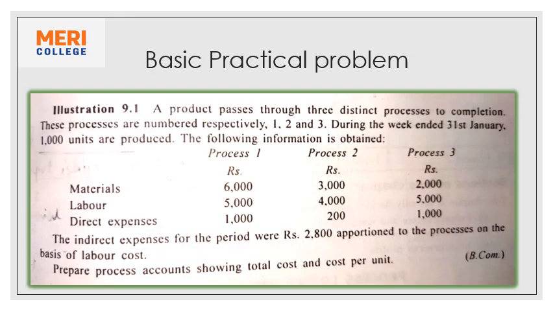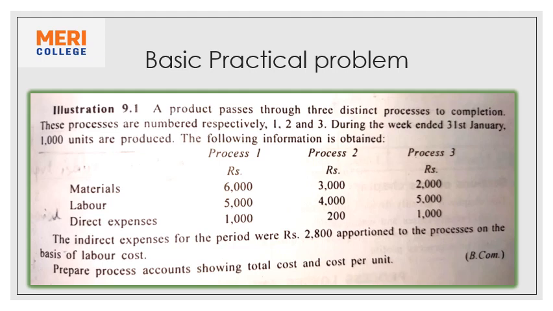Now let's have a look on this basic problem. A product passes through 3 distinct processes to complete. We have process 1, process 2, and process 3. And we have certain expenditures on each process, each step. We have certain expenditure of material at process 1, process 2, process 3. Similarly, we have labor expenditure and direct expenses expenditure on 3 processes.